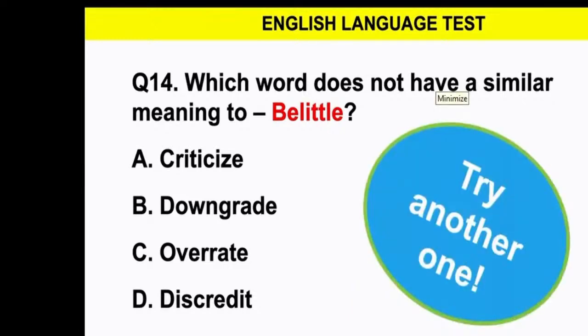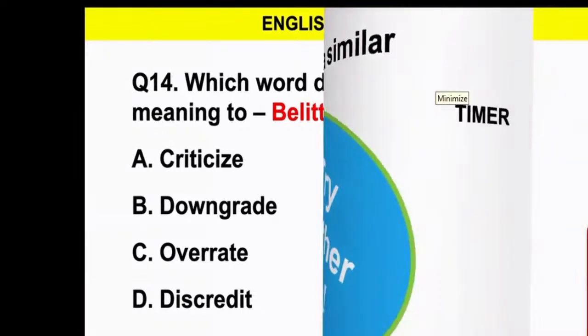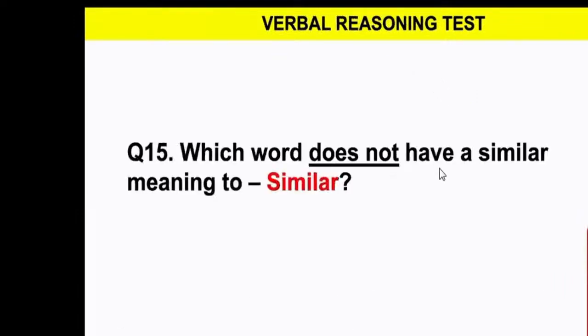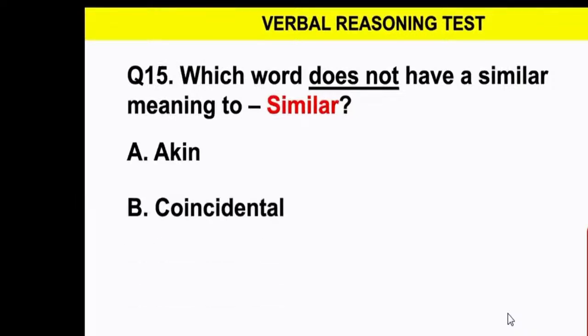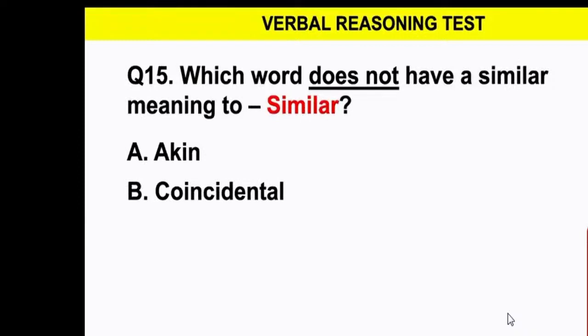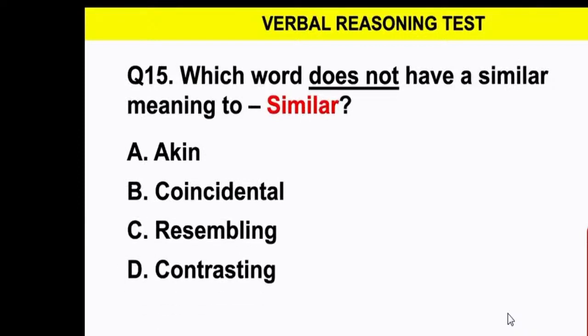Awesome. Fantastic. Try another one of these. Let's see how you get on with another one. Question number 15. Here we go. Which word does not have a similar meaning to similar? A. Akin. B. Coincidental. C. Resembling. D. Contrasting. Here's the timer.